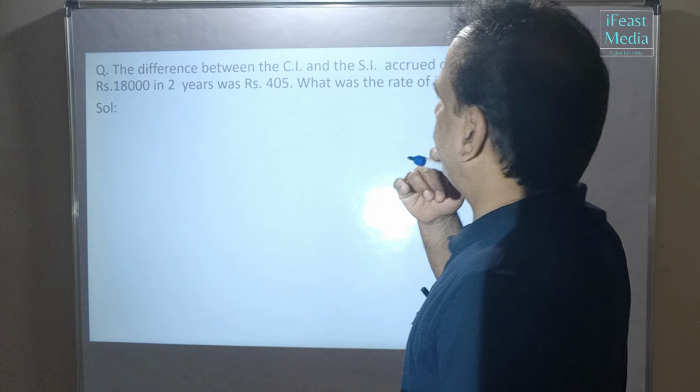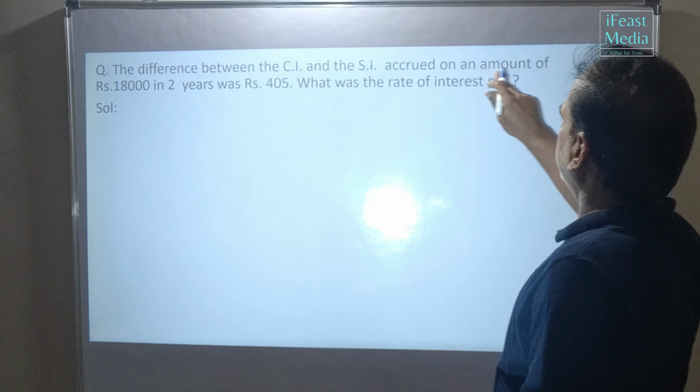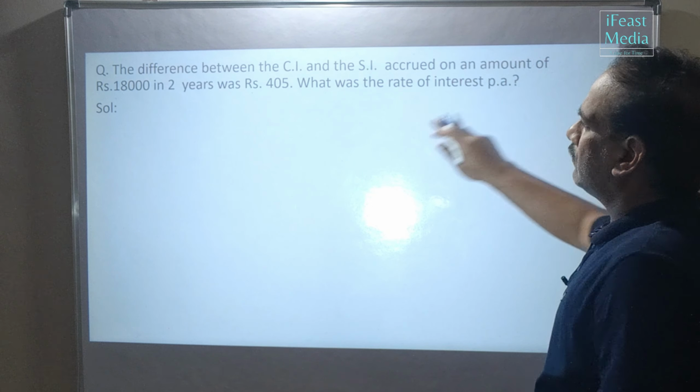So coming to this problem, the difference between the compound interest and the simple interest accrued on an amount of 18,000 in 2 years was 405. So compound interest minus simple interest is 405. That is what is given. Why? Because compound interest is always greater than simple interest. So P is 18,000, N is 2 years, and the difference was 405.